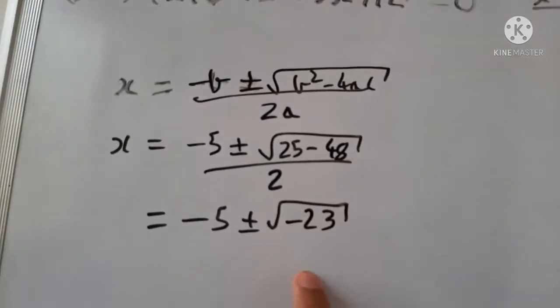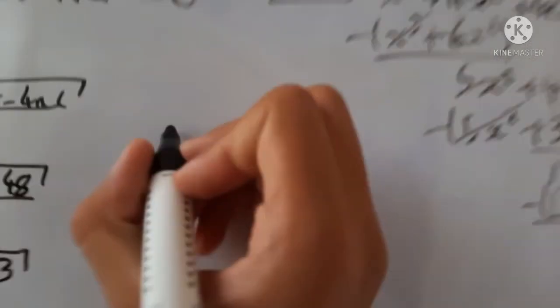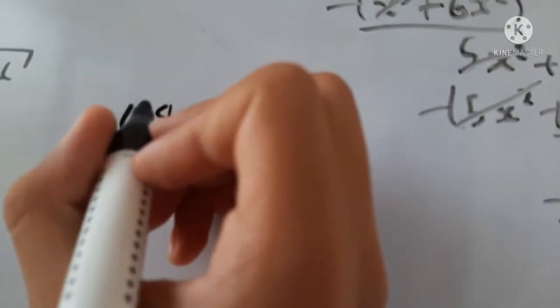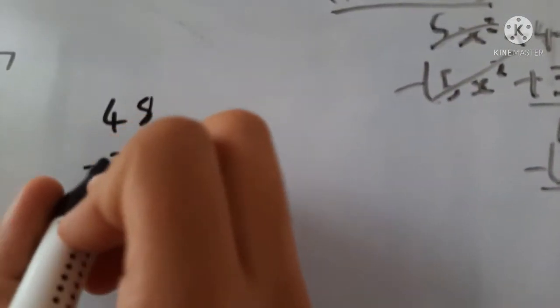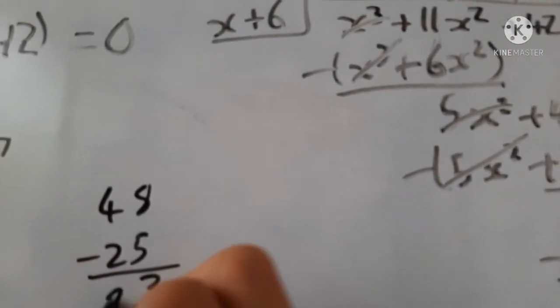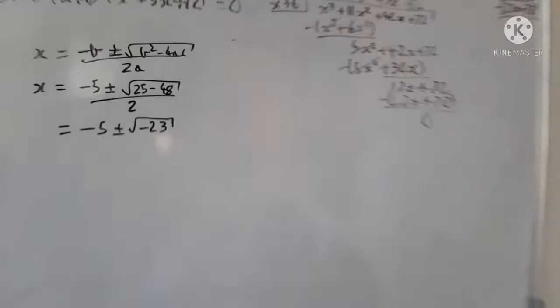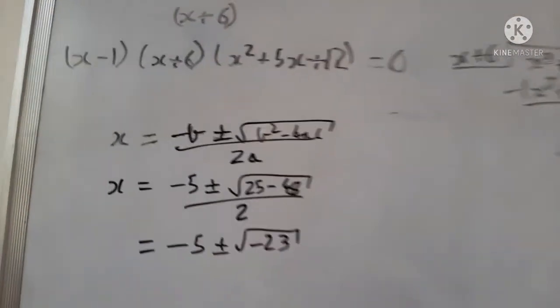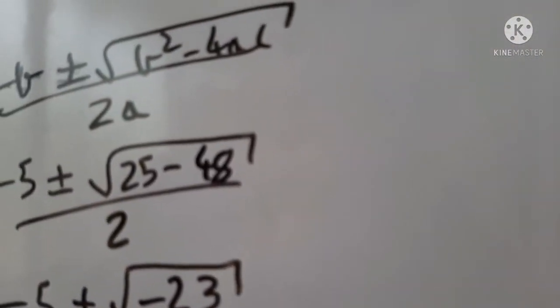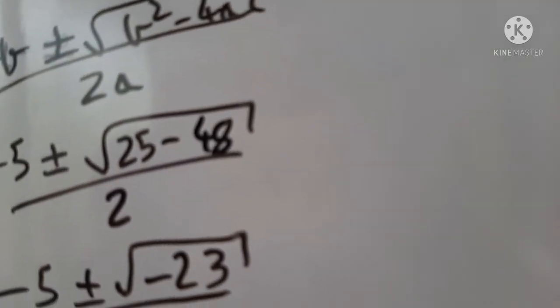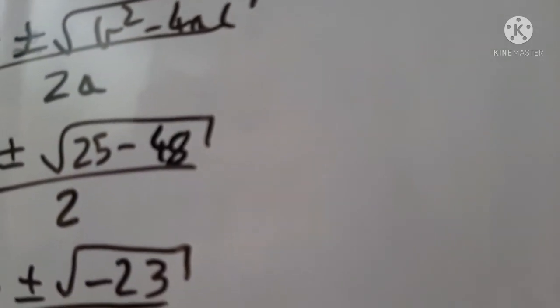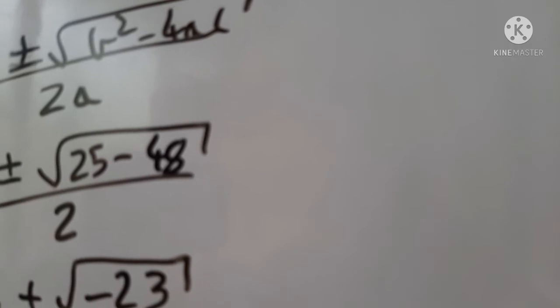Okay, so whatever, right? I'm actually not sure now. 48, 25. Okay, it is 23. At least an unexpected 6-9 moment. So we get minus 5 plus or minus root 23 i upon 2.